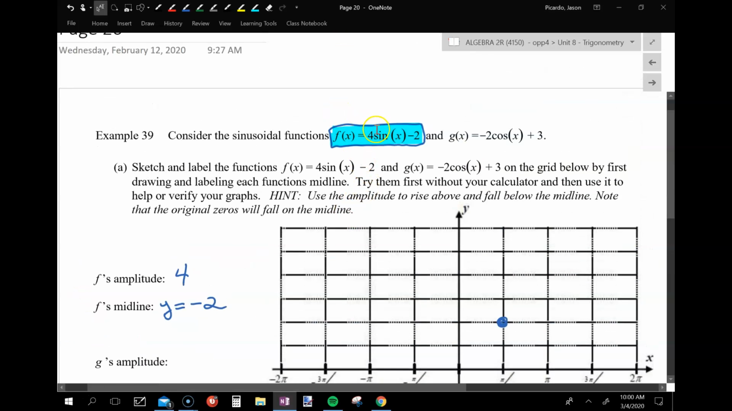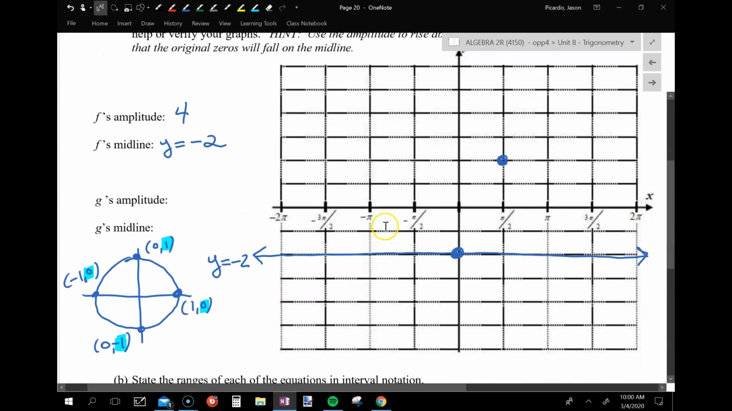Now if I go to 180, what's my sine value? 0. Sine of 180 is 0. 0 times 4 is 0. 0 minus 2 is -2. So now I'm back here. If I go to 270, I'm at -1. 4 times -1 is -4. -4 minus 2 is -6. That's going to put me here. You do the last point, you're going to wind up back at -2.